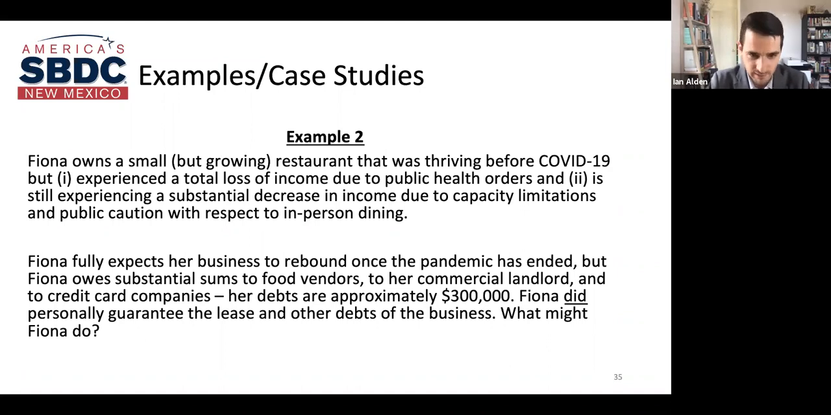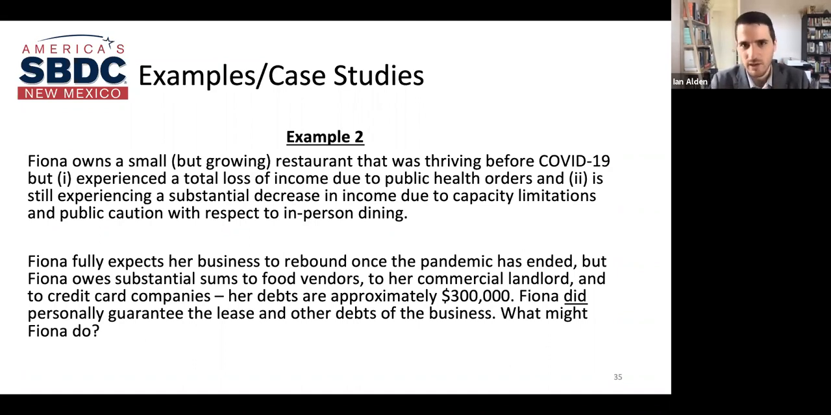she did personally guarantee the lease and some other debts, which means that those creditors, if Fiona declares bankruptcy or otherwise defaults on those debts, stops paying those debts, the creditors can go after Fiona personally for the entire balance of the debt, together with their collection costs. They can go after Fiona's house, property, assets, bank accounts, etc. I mean, the creditors in those cases can do a number. And Subchapter 5 for the business would not deal with the personal guarantee. It might deal with the business's obligations, but not Fiona's.